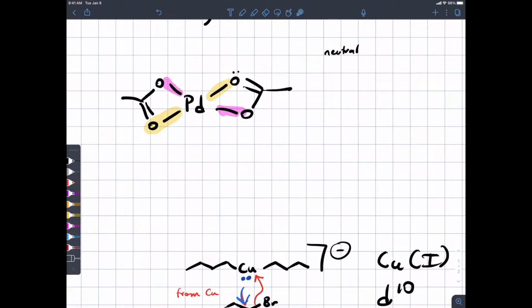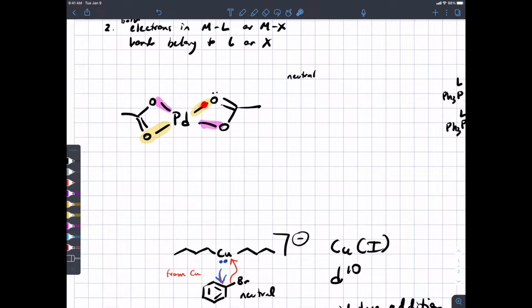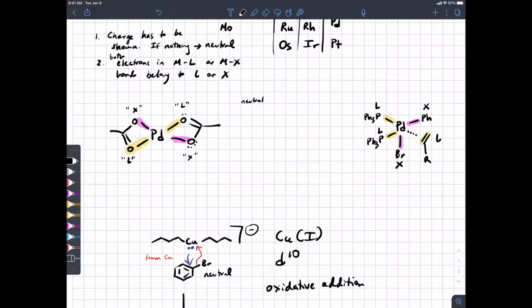So, what do we do when we see something like this? Well, okay, these electrons came from a lone pair on the carbonyl, so this is an L-type ligand. If we were to break this bond, the carbonyl oxygen would leave as a neutral group. The electrons in this bond come from this oxygen, and if that oxygen left with these electrons, it would have to be negatively charged, right? So this is an X-type ligand. And we can say the same thing over here. This is an L-type ligand. This is an X-type ligand. Questions so far?